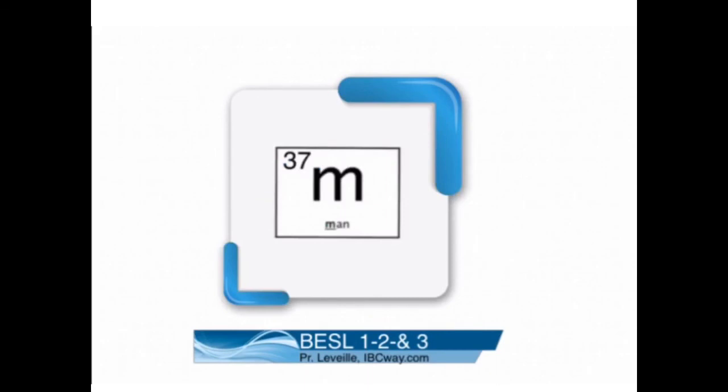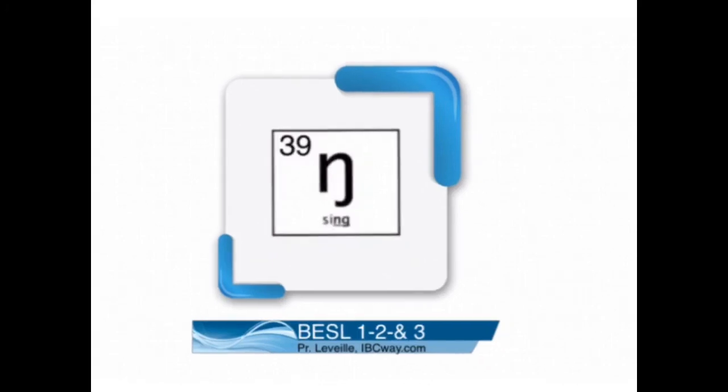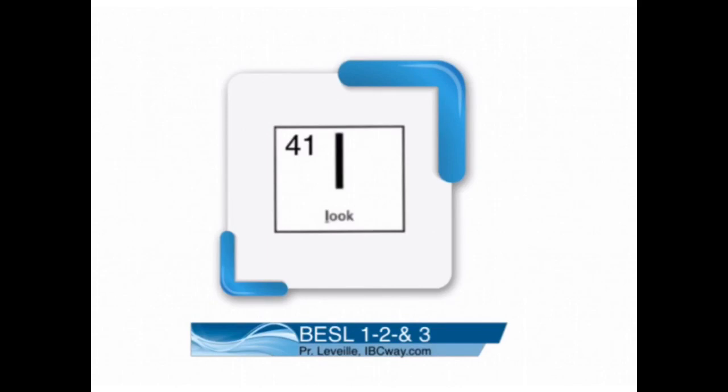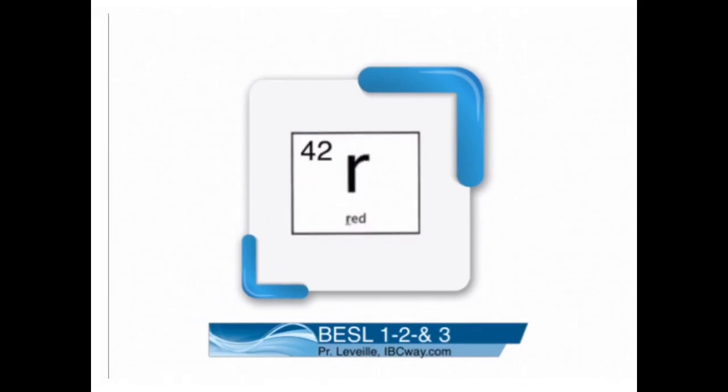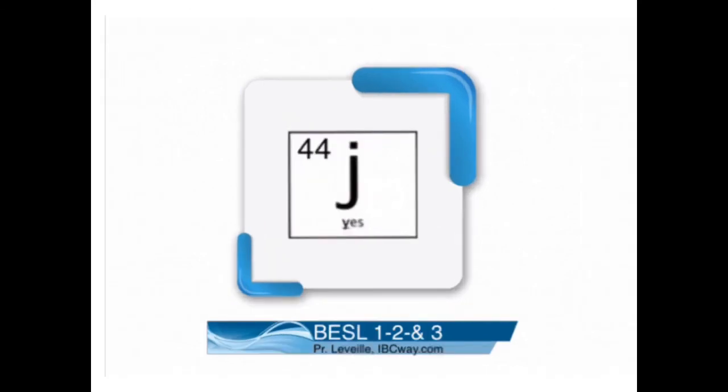Now the regular ones. M as in man. N as in no. Ng as in sing. H as in hat. L as in look. R as in red. W as in what? And Y as in yes. Watch out. When you're in IPA and you see the J sounds, it's the symbol for the Y sound. Okay?